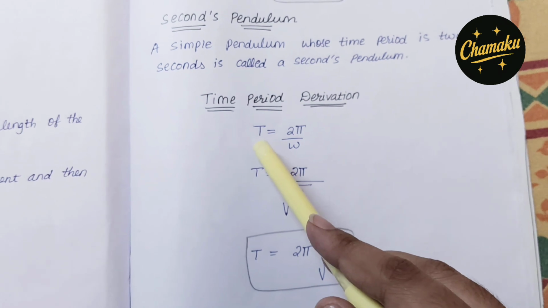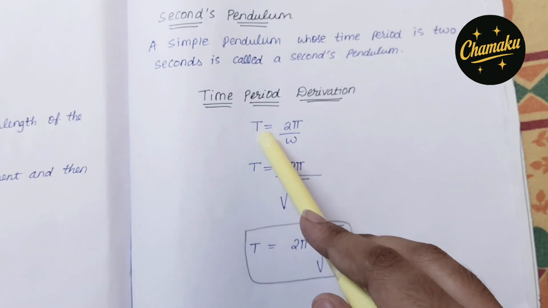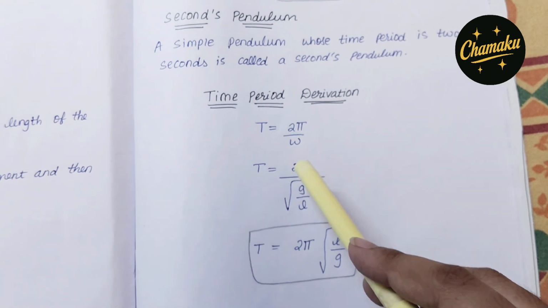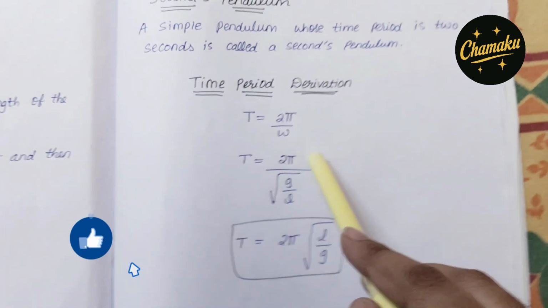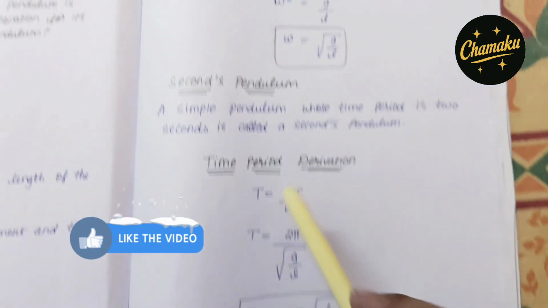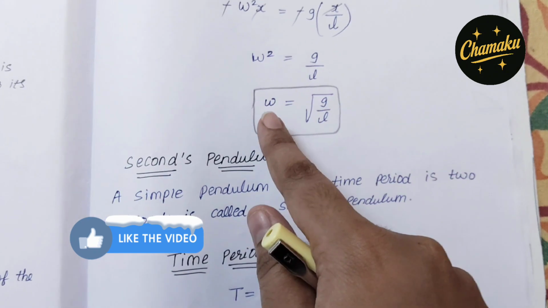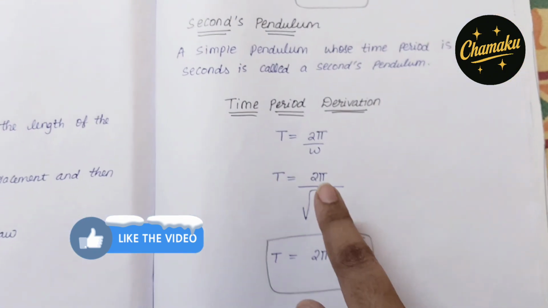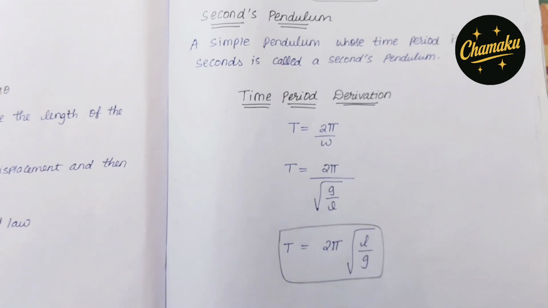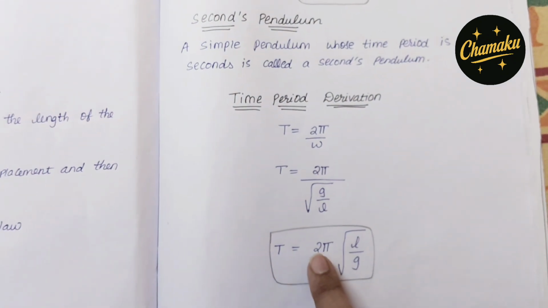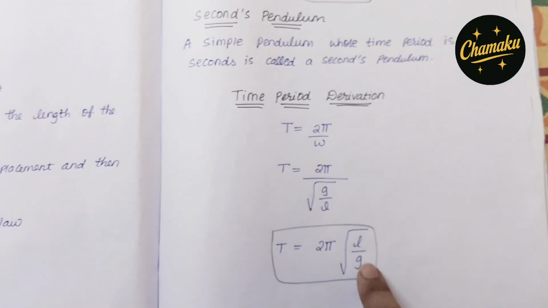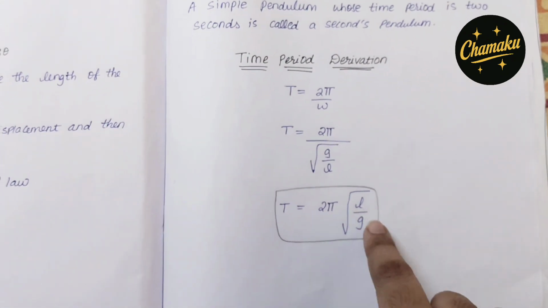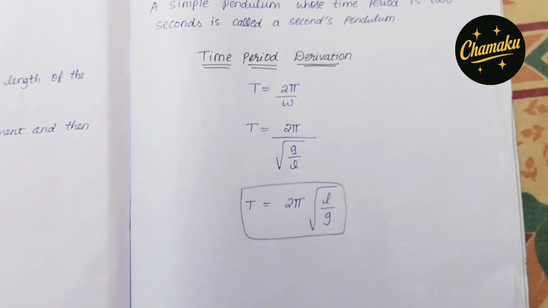So for the time period, the formula is T is equal to 2 pi by omega. Okay, so T is equal to 2 pi by, and we got the omega formula right here for the simple pendulum. Omega is equal to root g by L. So 2 pi by root g by L. So T is equal to 2 pi into, if we take the reciprocal, it will become L by g, right? So T is equal to 2 pi root L by g. So this is the time period derivation.